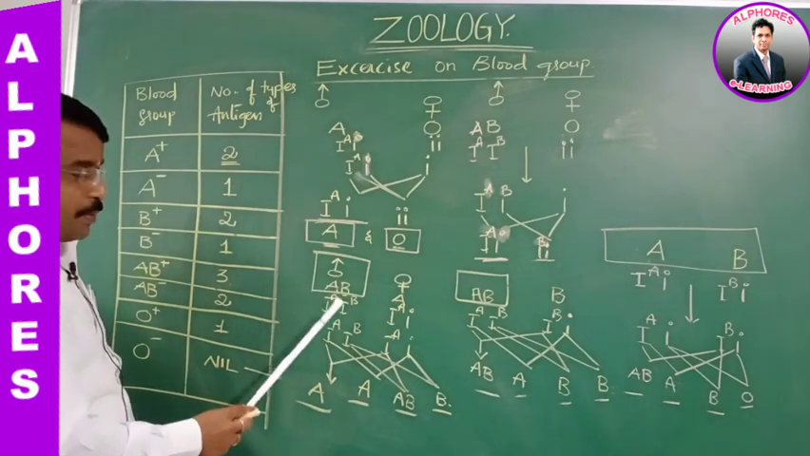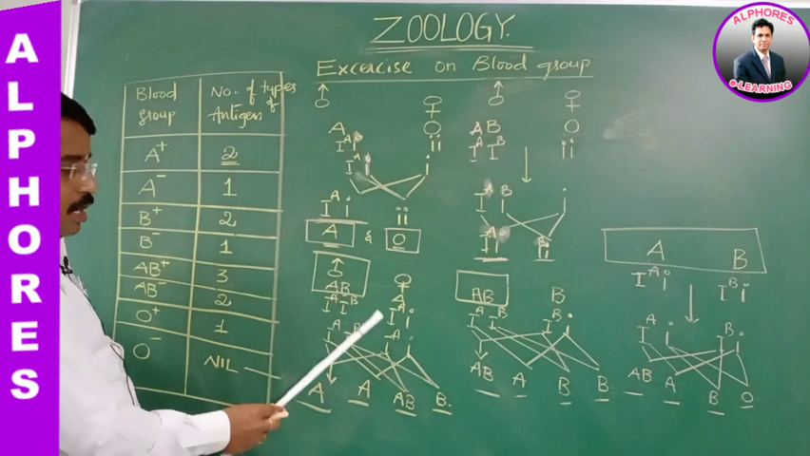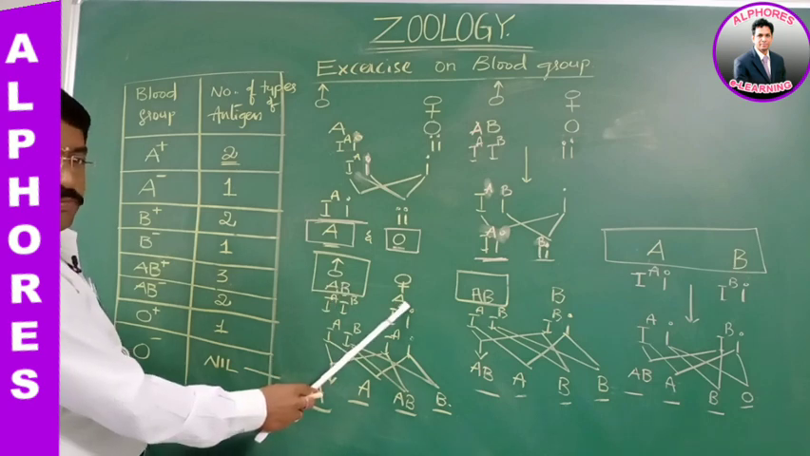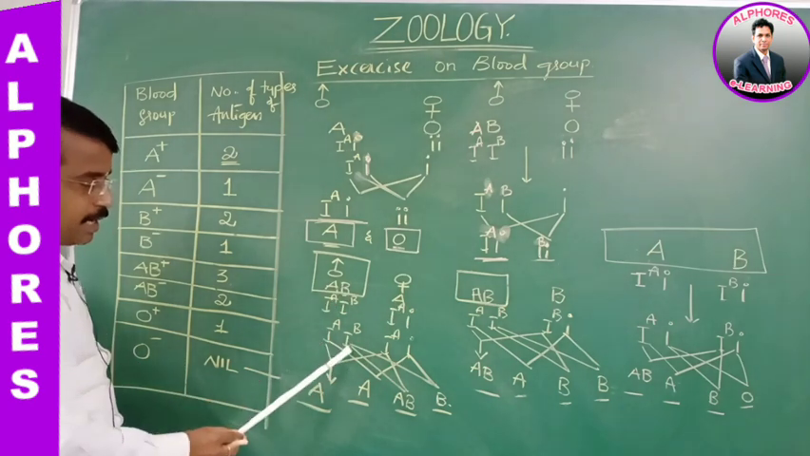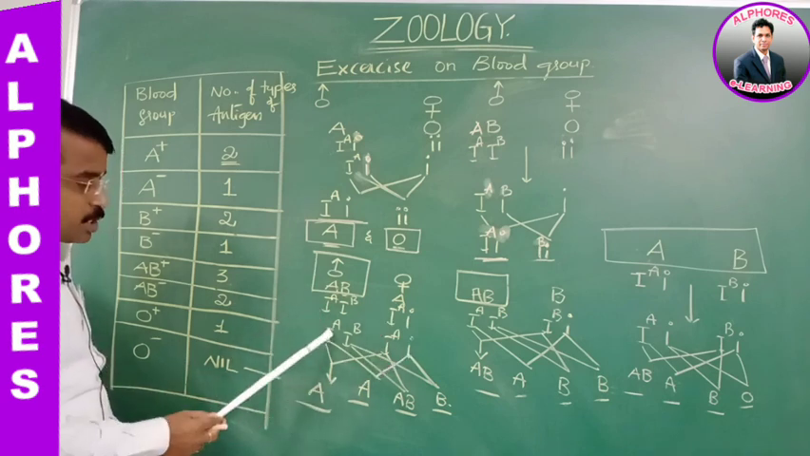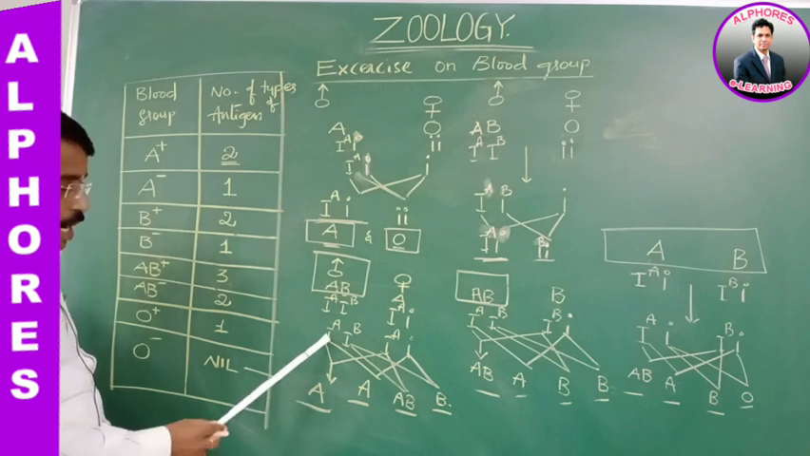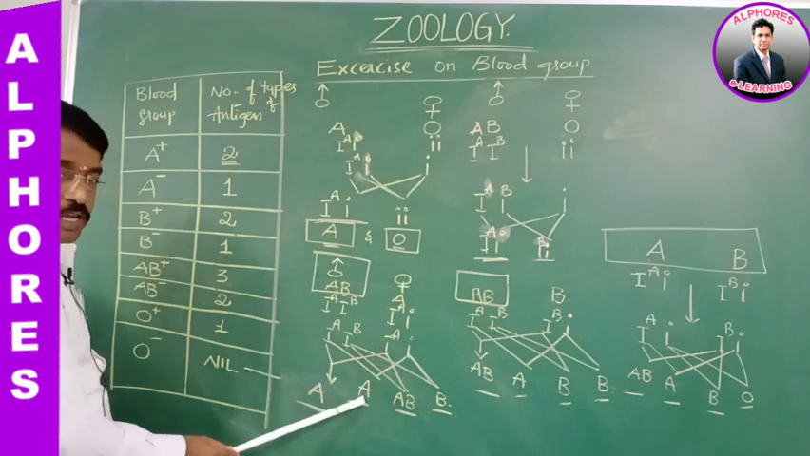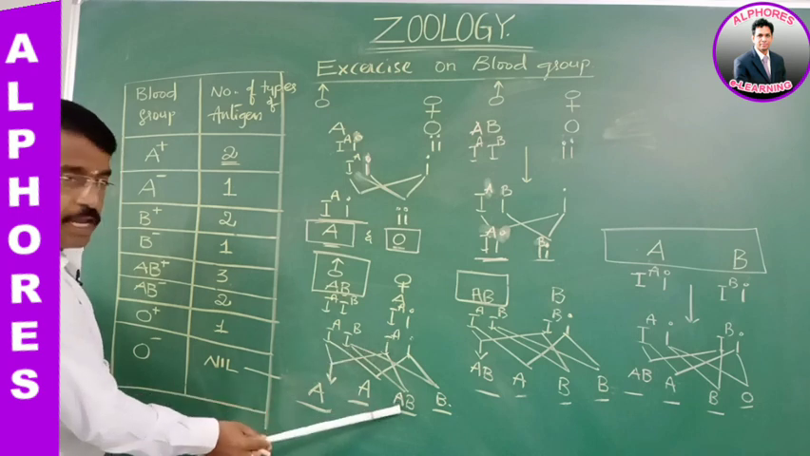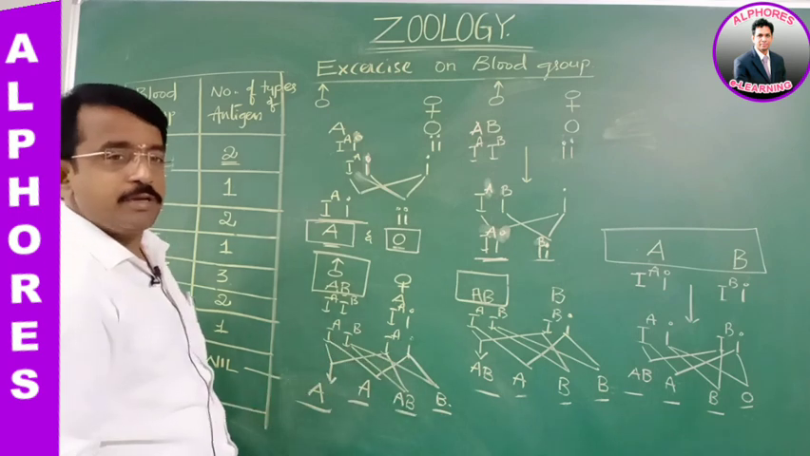Next, if the parents are with A and B, look at here, IA, IB, IA, IO. So all the possible combinations of the progeny are IA, IA, nothing but A, IA, IO, nothing but A, IB, IA, AB and IB, IO, B.